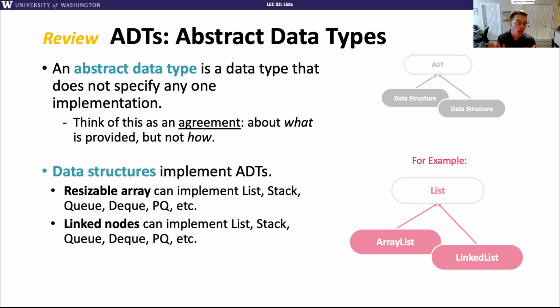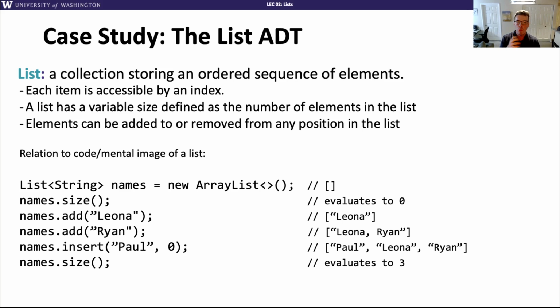It might not do a good job at all of them, but you could potentially use it for a lot of them. And using linked nodes together to form a linked list, well, you could also use that to match these different ADTs for lists, stacks, queues, deques, priority queues, etc. We'll learn a lot about these other ADTs later. Right now, we're really just focusing on this list ADT. So our case study today is about the list.